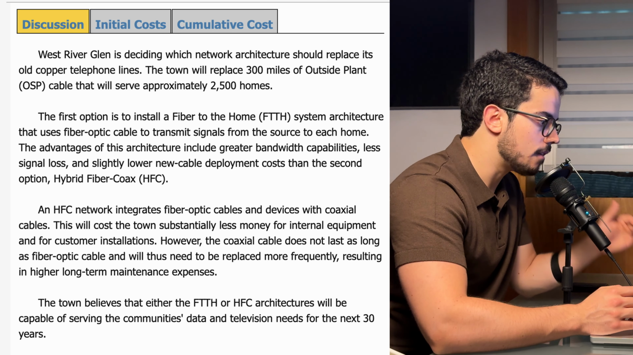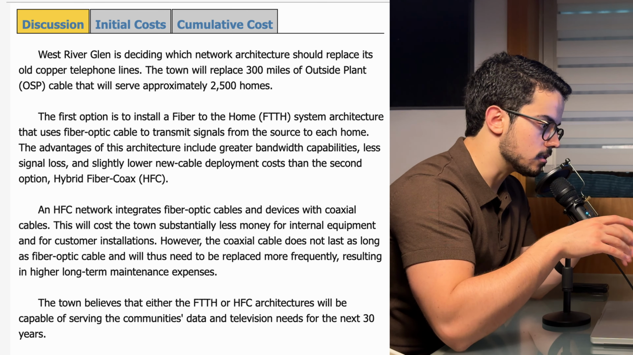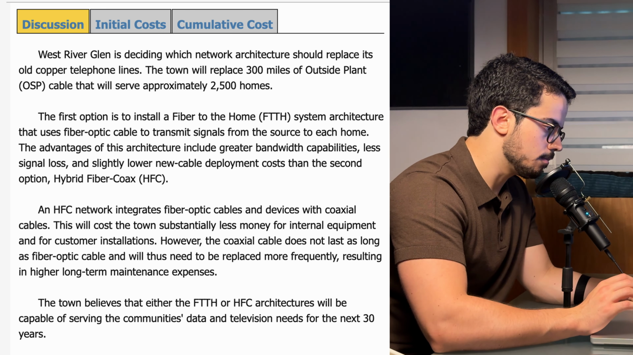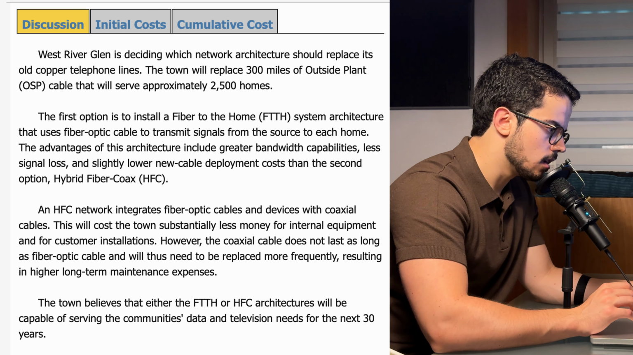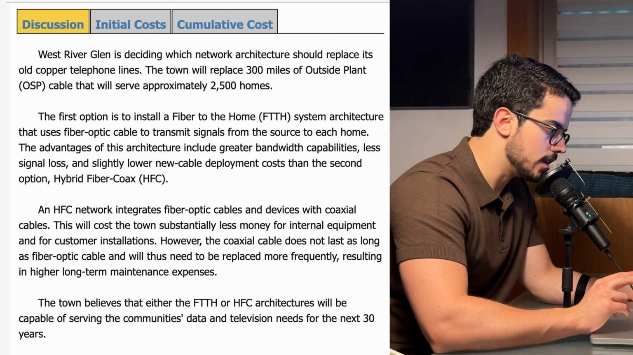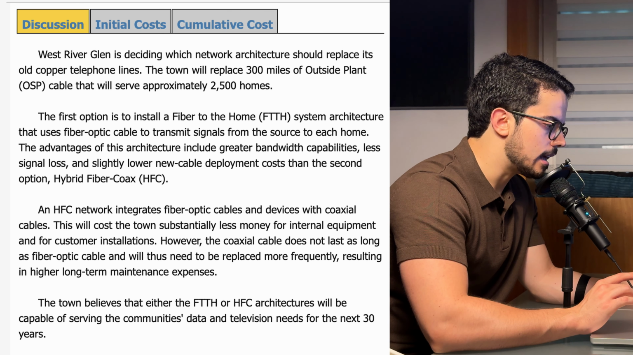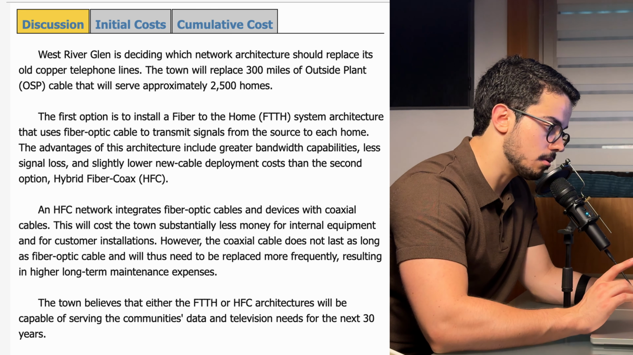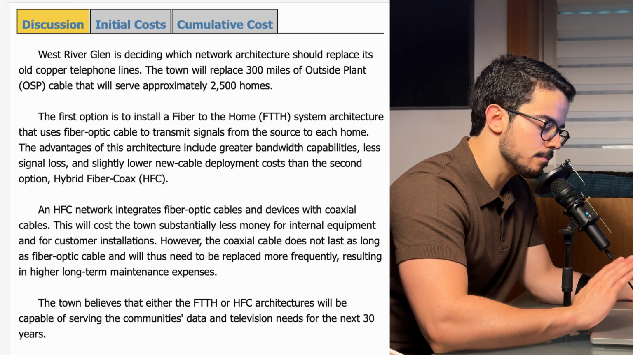Tab 1. So we have the discussion. I read the first sentence. West River Glen is deciding which network architecture should replace its old lines. I skim the next paragraph. It's comparing two options, FTTH and HFC. I note that FTTH has better bandwidth, but HFC is cheaper upfront. Done. I'm not memorizing this.